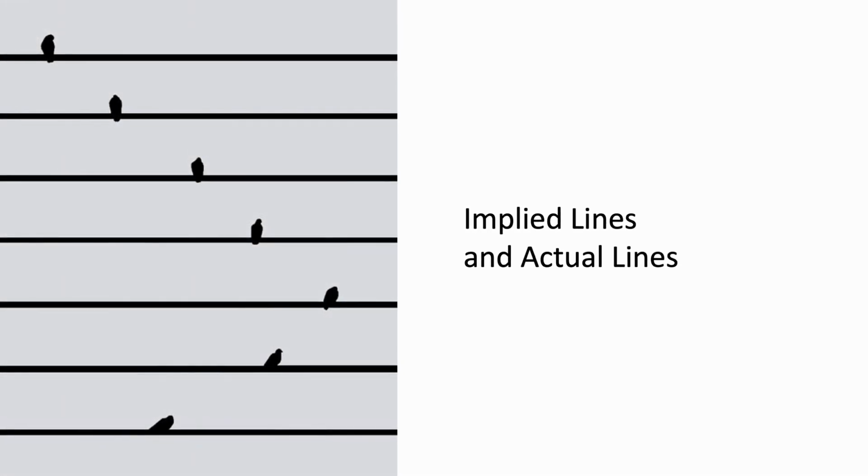We all are aware that there are implied lines and actual lines. Implied lines are the ones that don't really exist but appear to be present, like the diagonal line that is created with the birds in this visual. While actual lines are the lines that are actually present, like the horizontal lines here.